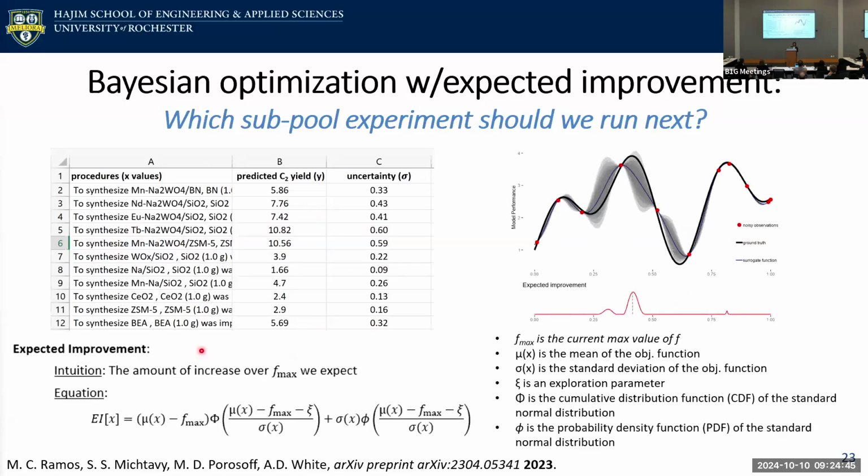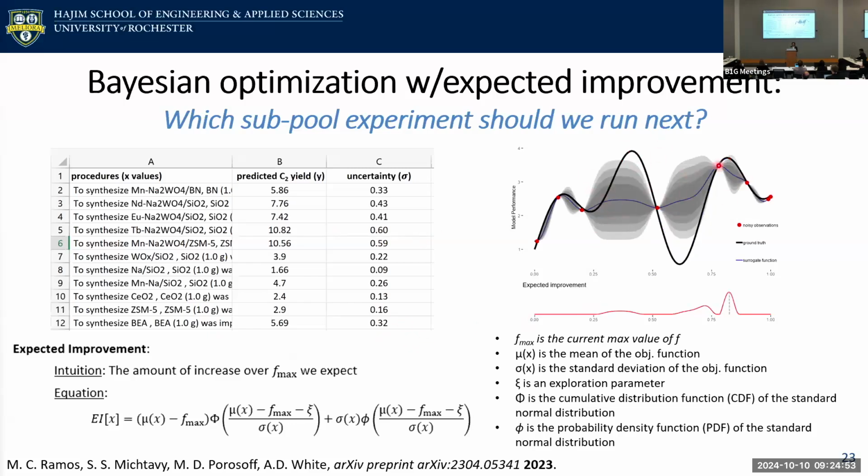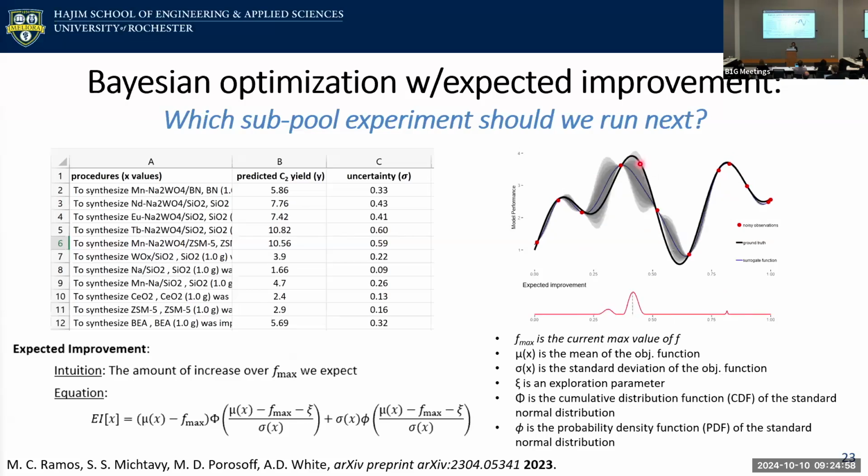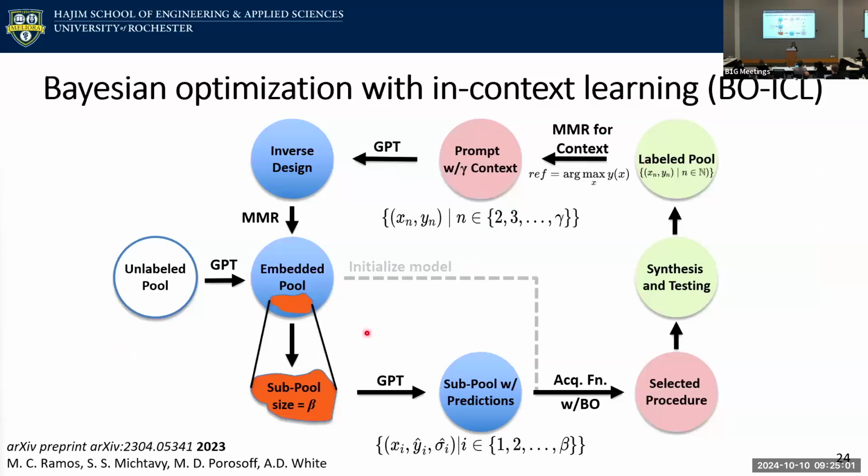And then we run Bayesian optimization using various acquisition functions to try to balance exploitation and exploration to try to identify areas of the space that the model is uncertain about and areas of the space where we expect to have high C2 yields. So putting everything together, the overall workflow looks something like this, where once we run the inverse design, we have this subpool of experiments that exist in the embedded pool. We get the predictions with the uncertainties, run Bayesian optimization, select a new procedure. If we were doing this in the lab, we would make the catalyst and then have the labeled pool, build up the prompt, inverse design, and go around and around.